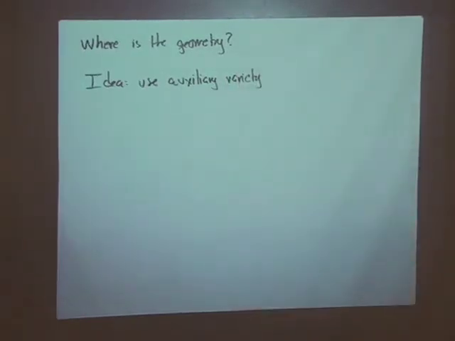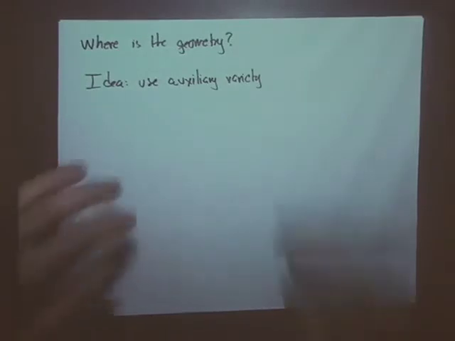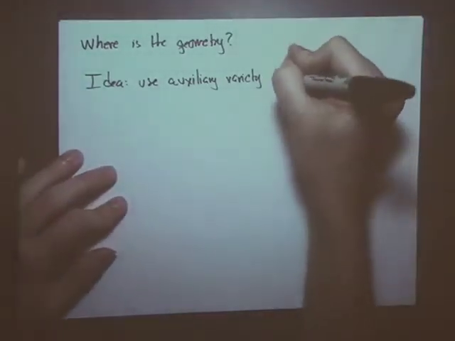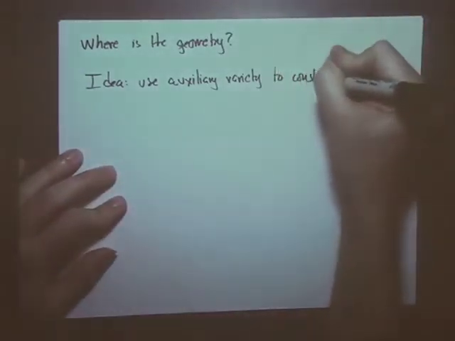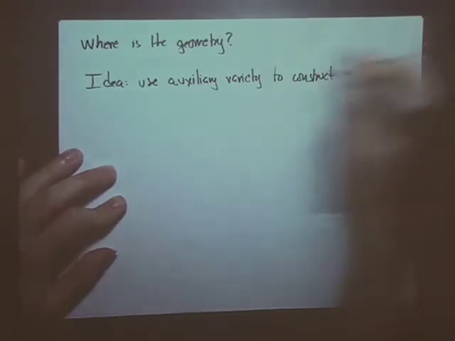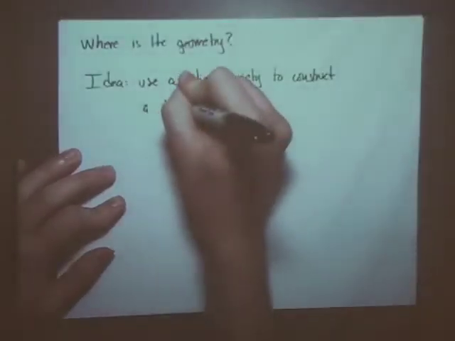So I'm going to go the other way. I'm going to start with the Y, and I'm going to create the pair x comma alpha now. So use this auxiliary variety to construct a bundle of quadrics.